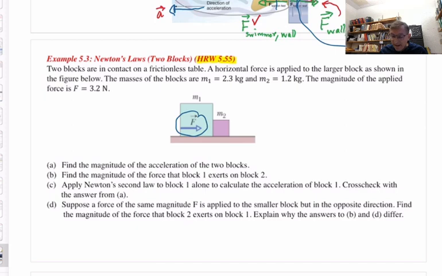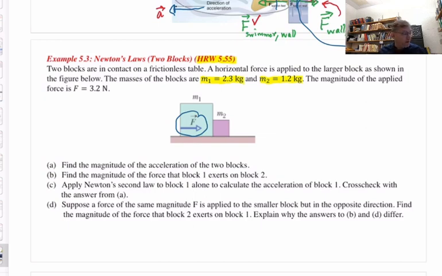Now they're going to tell me the masses of the blocks. Block 1's mass, M1, is 2.3 kilograms, the bigger block. Block 2's mass, M2, is 1.2 kilograms, the smaller block. The magnitude of this applied force, magnitude, I know its direction is to the right, is 3.2 newtons. So that's what I'm given.